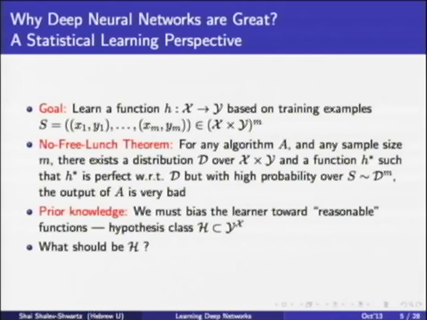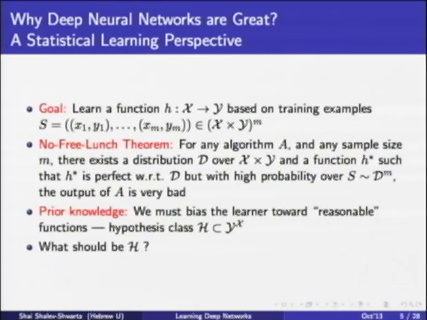Now, a famous no-free-lunch theorem says that for any algorithm A, and for any sample size m, there is some world defined by a distribution D over the product of X and Y, and some target function h star, such that h star is very, very good with respect to D. So the world is predictable, but the algorithm will fail. If the algorithm receives a training set of m examples, its output will be a very bad predictor with respect to D. So the problem is not difficult. There is some h star which is very good, but the algorithm will fail.